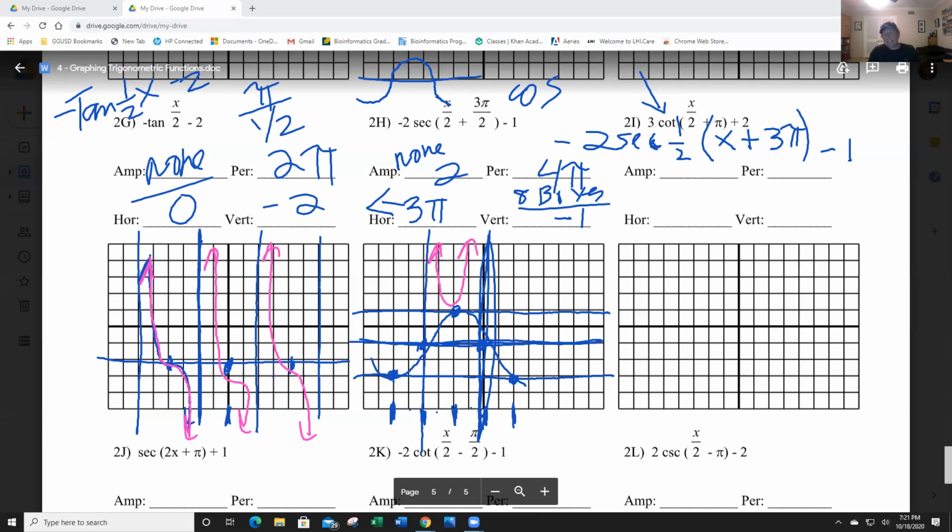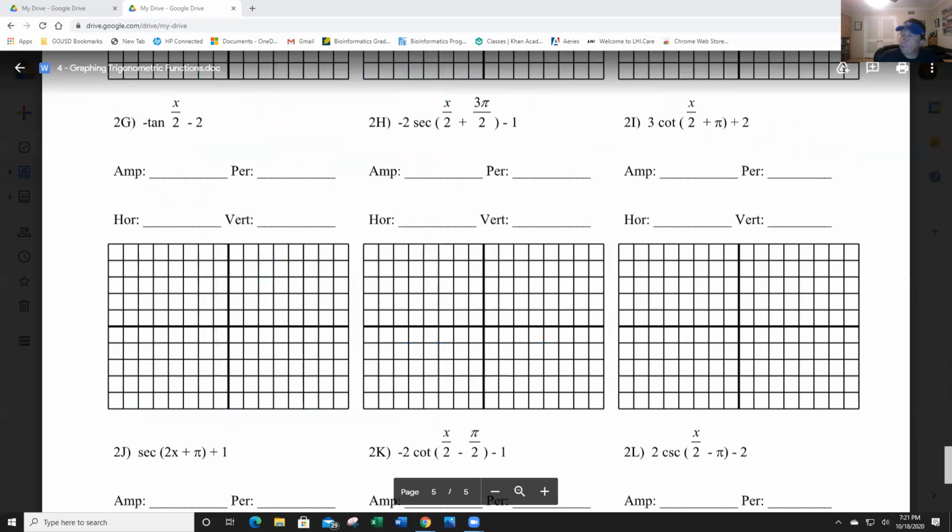Wow, that's a lot of work. The good thing is you're reviewing cosine as well. That's the good news. Now the next one, I'm going to have to do some erasing here because I'm not going to be able to fit all that in. Okay, so the next one, let me move my mug out of the way. Okay, the next one, again, amplitude for something like cotangent, there's none, okay? Now, so I got to do some reworking of this.